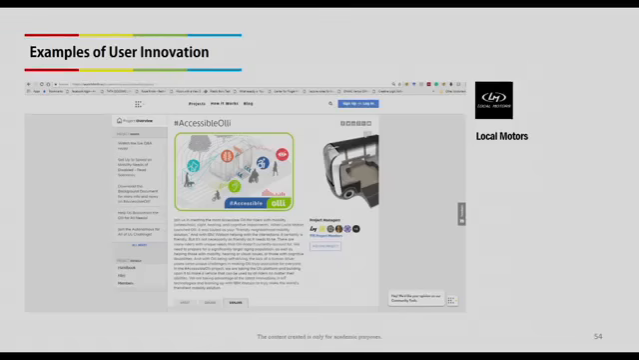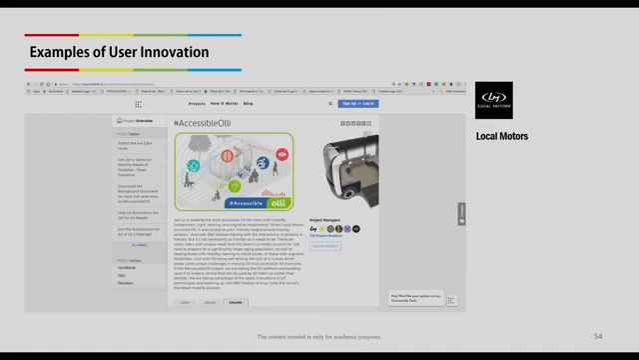So, now let us see some examples of user innovation. The first example is from Local Motors. Local Motors is the first car company to utilize the lead user method to co-create vehicles online with its virtual community of designers, fabricators, engineers and enthusiasts. The world's first vehicle produced using the co-creative method is the Local Motors Relay Fighter.